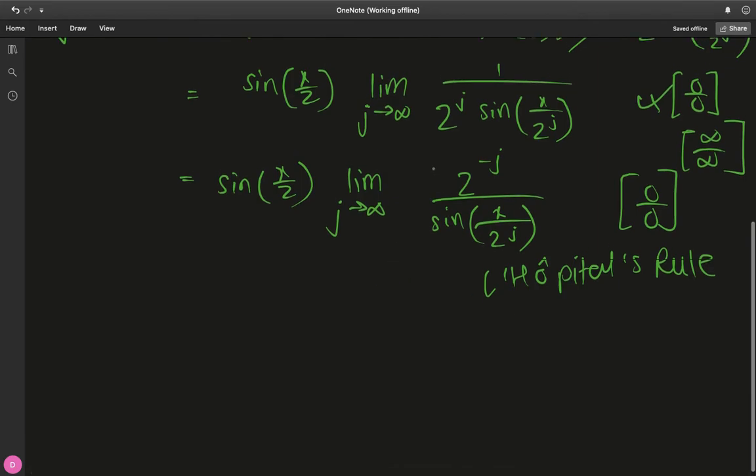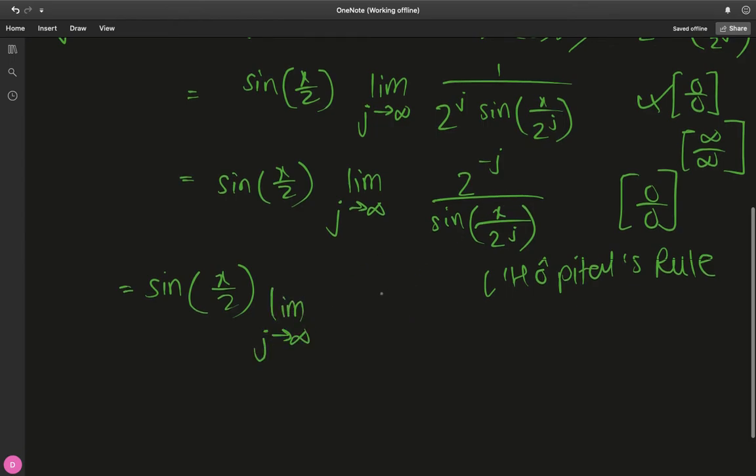Basically, differentiating the numerator and denominator by the variable of the limit. So differentiating with respect to j, because there are two variables in the sine, so I don't want to confuse you. That's why I said differentiating with respect to j. So we take the limit as j goes to infinity.